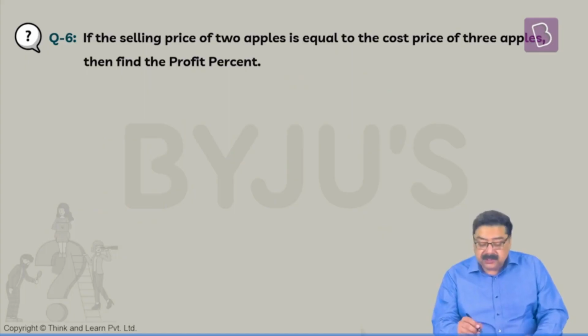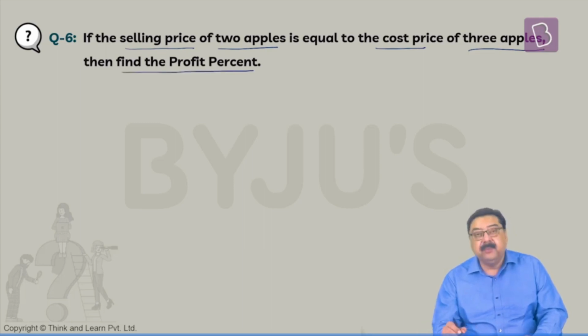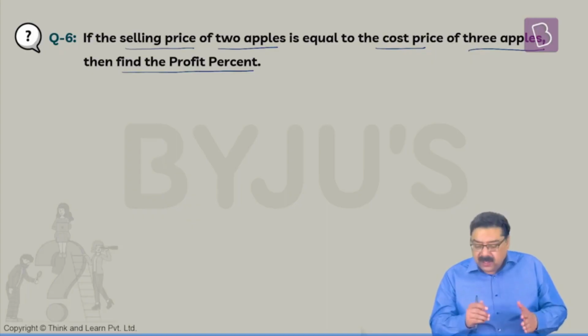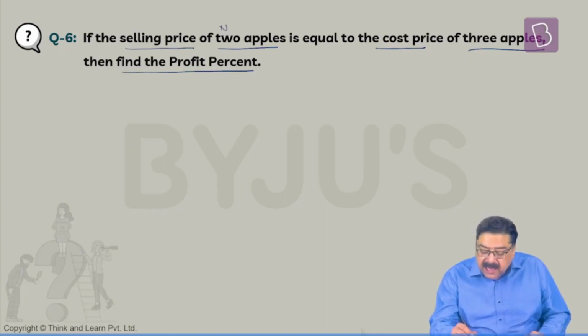Moving on to the next question. If the selling price of 2 apples is equal to the cost price of 3 apples, then find the profit percent. Now, nothing is mentioned in terms of money. What is the cost of 1 apple? So obviously we can't calculate in terms of money. So what is mentioned is number of items.